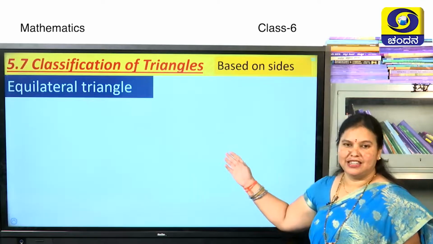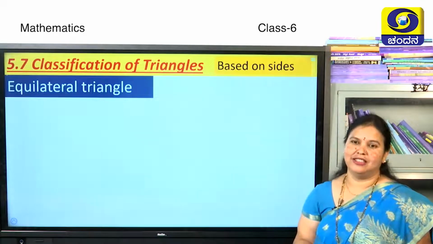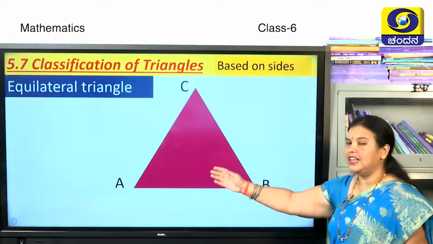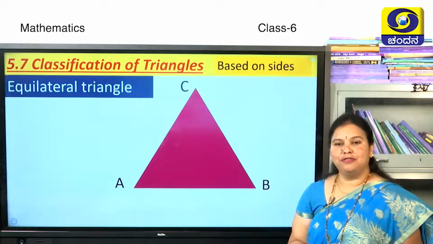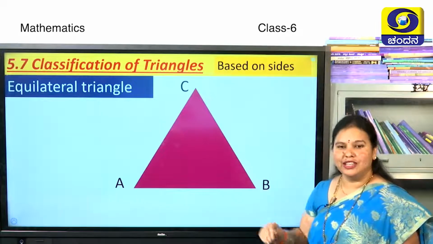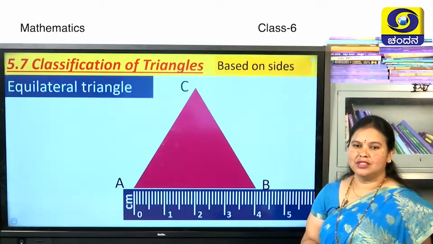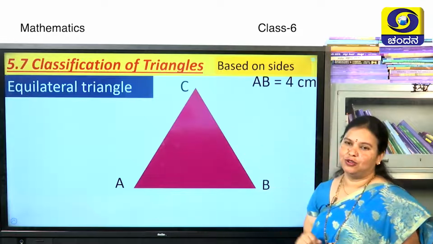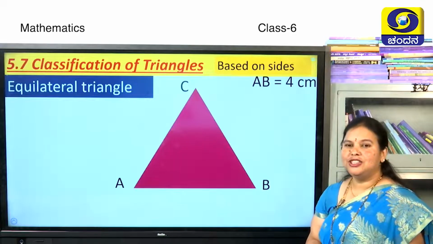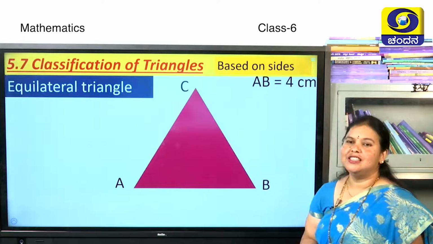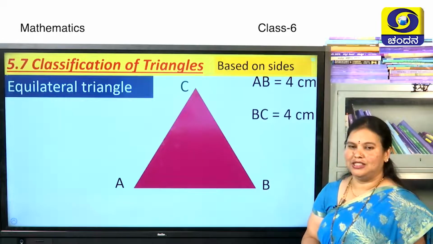Now we will understand what is equilateral triangle. See, here I have taken a triangle ABC. Now we will find the measurements of all the three sides using a ruler. See, the measurement of AB is 4 centimeter. We'll measure BC. So the measurement of BC is also 4 centimeter.